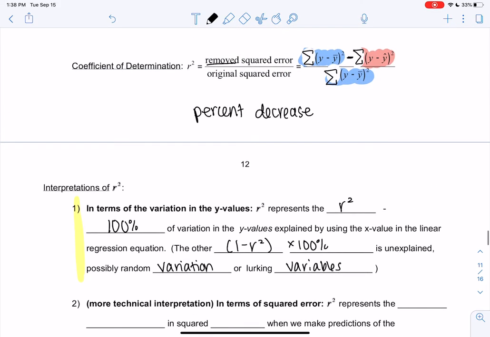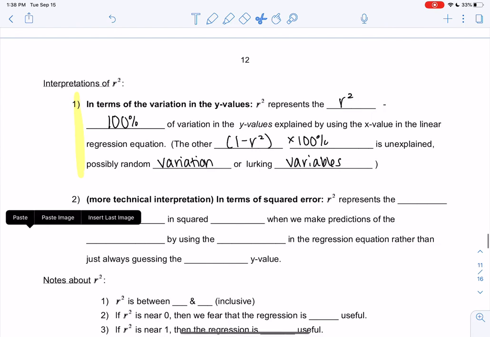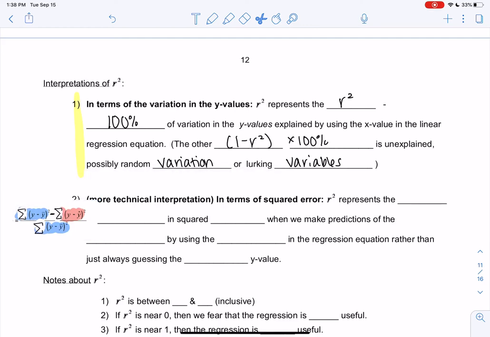The more technical definition is really just interpreting this formula. I don't really like this one because it's really technical and not everyday language, but we can try it anyway. It represents the percent reduction, right? This is a percent reduction in squared error. It's like literally interpreting the formula. When we make predictions of the y value, whatever that variable is, by using the x value rather than just using the average. It's a literal interpretation of this formula. I don't like it because in everyday language it doesn't really make sense. So I'm going to stick with the first one.